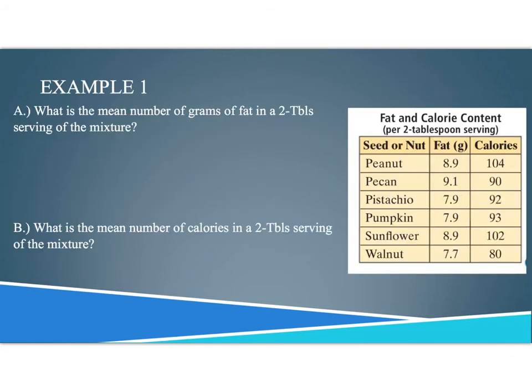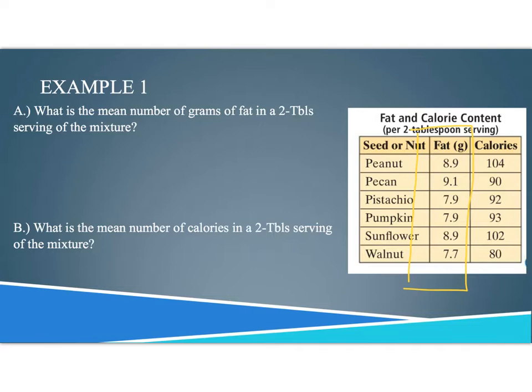Now it's time to look at example 1. Example 1 says, what is the mean number of grams of fat in a 2 tablespoon serving of the mixture of nuts that we have here based on this table? So again, to find the mean, we are going to add up all the numbers and divide by the total data points that there are. If we go to grams of fat, this column right here is the one that I'm looking at.